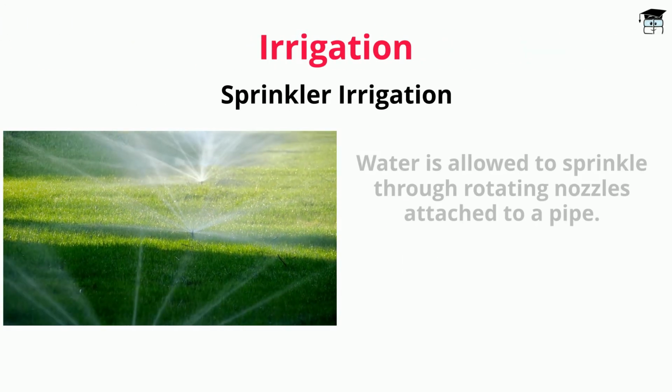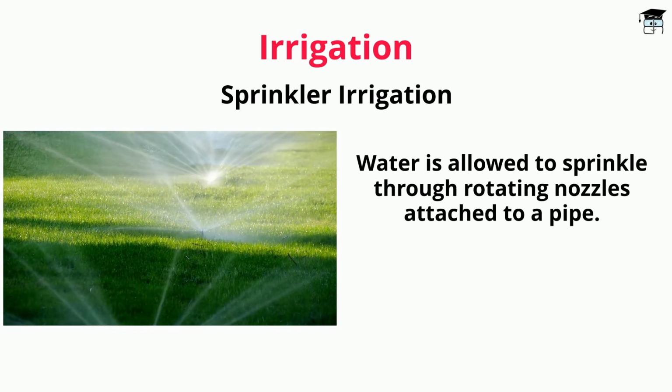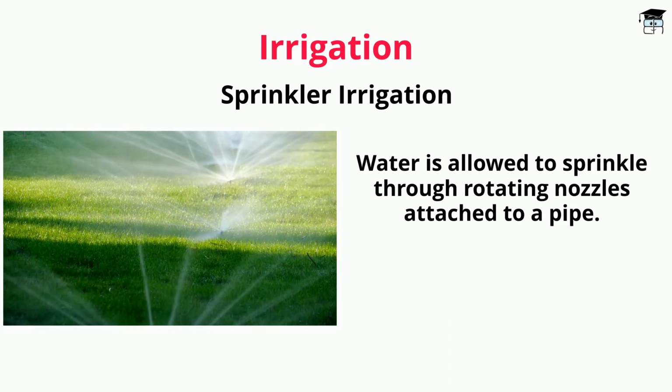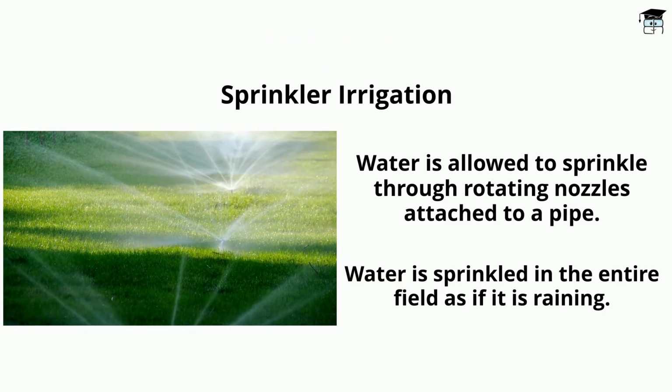In sprinkler irrigation method, water is allowed to sprinkle through rotating nozzles. The rotating nozzles are attached to a main pipe supplying water. Water is sprinkled in the entire field as if it is raining.